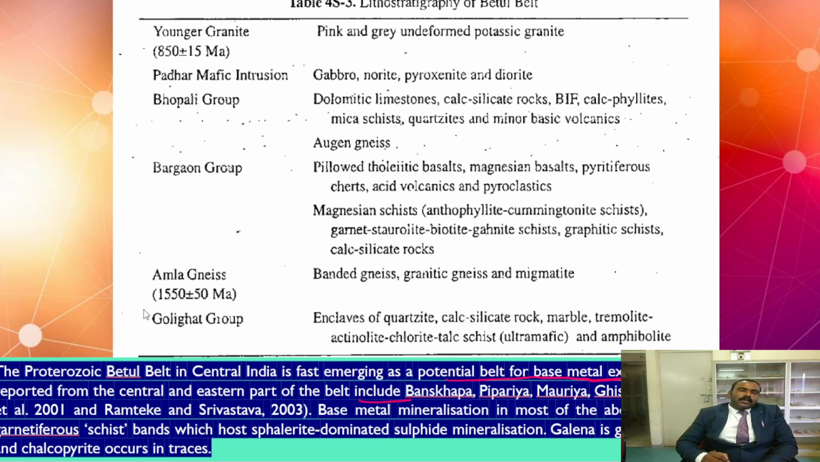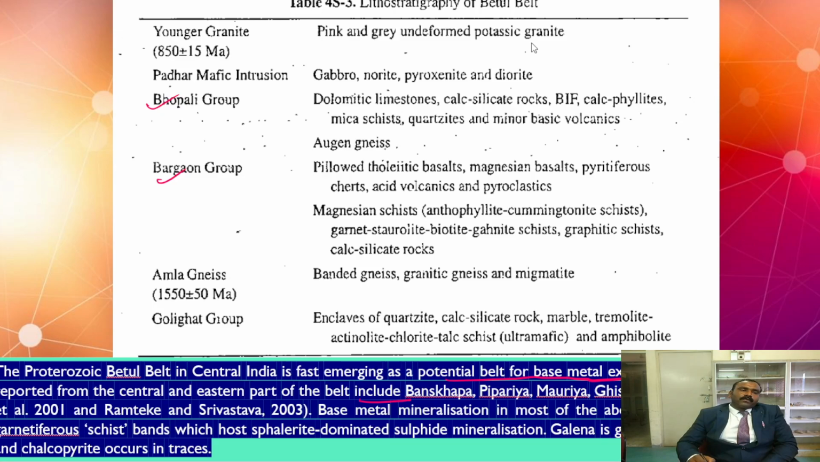So this is in the Almanis and Bargaon groups, and the Bhopali groups are parts of it, and the younger granite is pink to grey and foliated, that is, potassic granites, as part of the lithostratigraphy of the Betul supergroup.